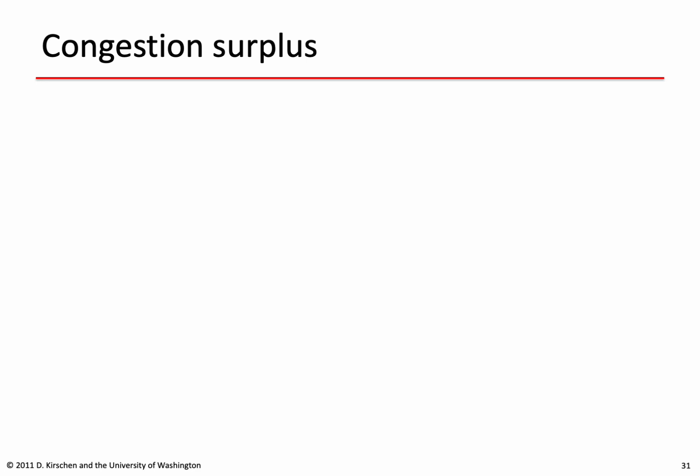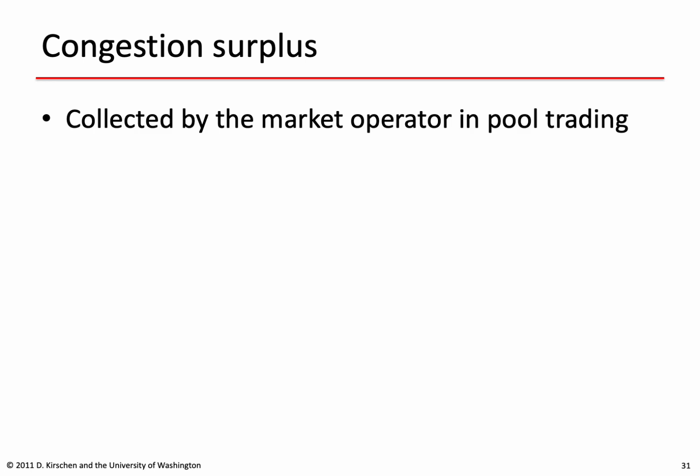Where does this money that comes from this congestion surplus go? Well, in pool trading and centralized trading, it would be collected by the market operator, because essentially it is selling at the higher prices and buying at the lower prices. In this case, it would be selling power in Syldavia at the same price, which is higher than the price in Borduria if we have a congestion on the interconnection.